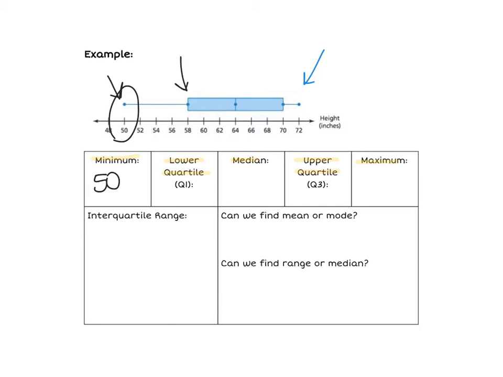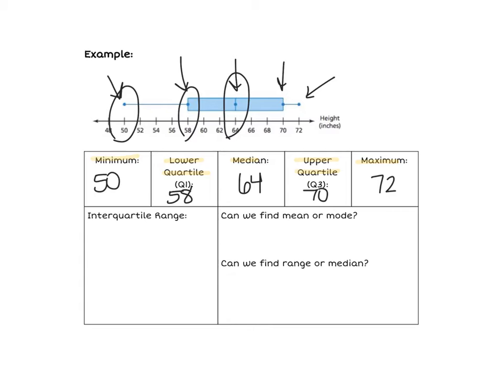The lower quartile, which is the median of the lower half of the data, is 58, because it lines up right there with 58. Our median, which is the next point, is 64, and that's the middle of the data. If we were looking at a data set, that 64 would be exactly in the middle. The upper quartile is the right half of that box, which is 70. And then the maximum is that right whisker, or that very far right dot, which is the highest number in our set of data. So we've identified all 5 parts of our box plot.